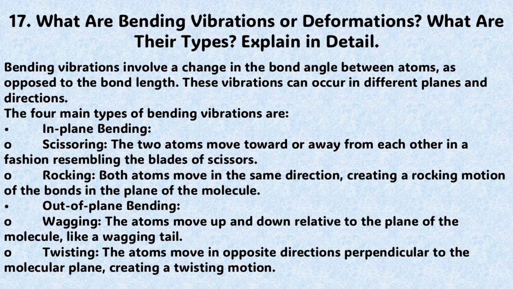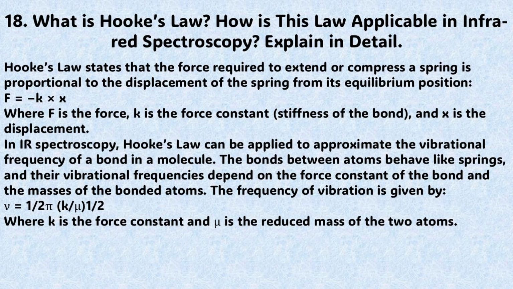Rocking. Both atoms move in the same direction, creating a rocking motion of the bonds in the plane of the molecule. Out-of-plane bending. Wagging. The atoms move up and down relative to the plane of the molecule, like a wagging tail. Twisting. The atoms move in opposite directions perpendicular to the molecular plane, creating a twisting motion. The next question is question number 18.